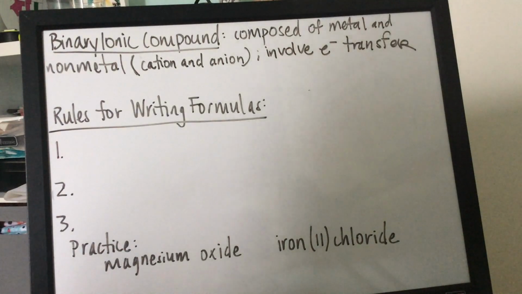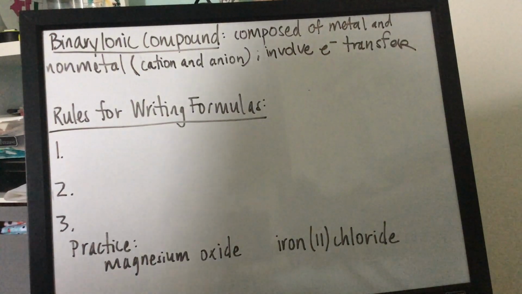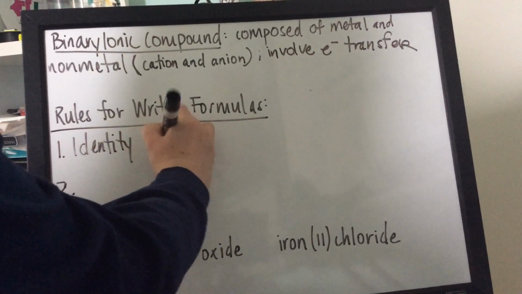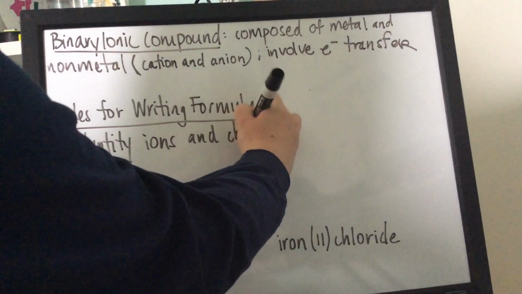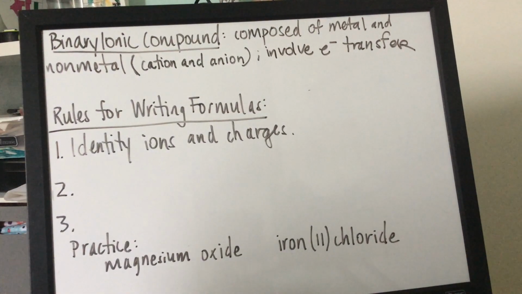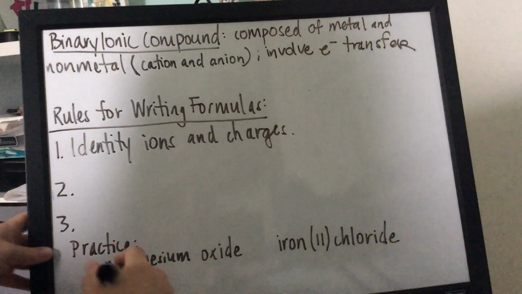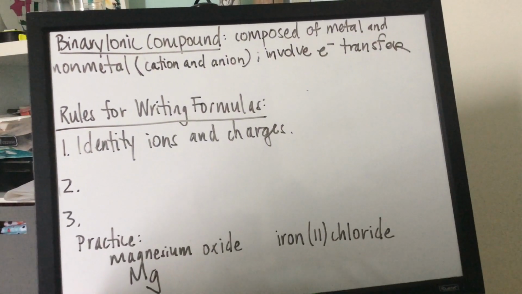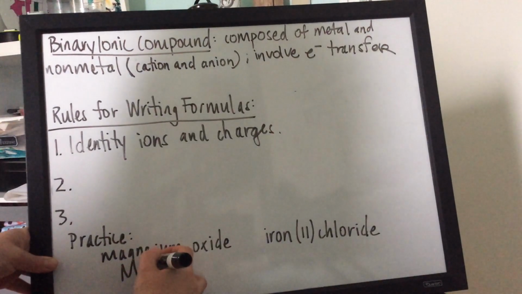The first rule, when I encounter a name, okay, so magnesium oxide is the name of a compound. The first rule to writing the formula is to identify the ions and their charges. In this first one, it's fairly simple. I have magnesium, and if you look on your periodic table, magnesium is Mg, and magnesium's charge is +2.